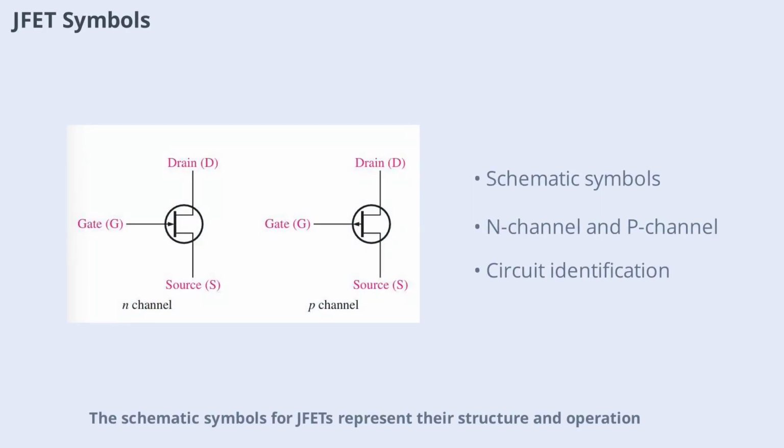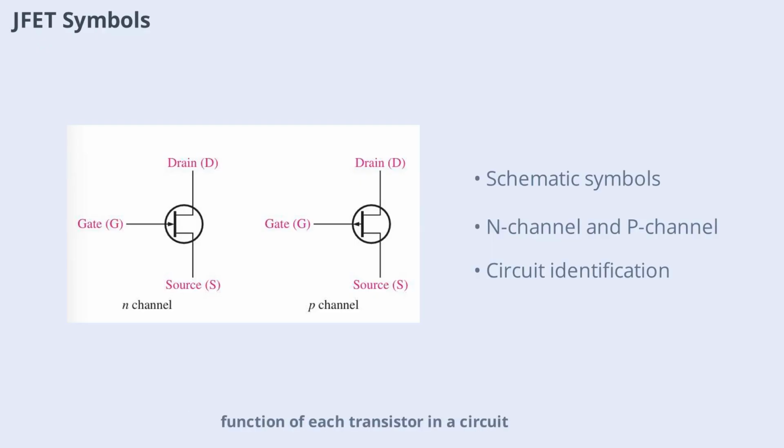Schematic symbols for JFETs represent their structure and operation. Understanding these symbols is essential for reading circuit diagrams and designing electronic systems. The symbols differentiate between N-channel and P-channel devices, helping engineers quickly identify the type and function of each transistor in a circuit.